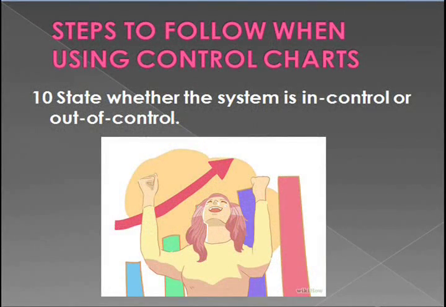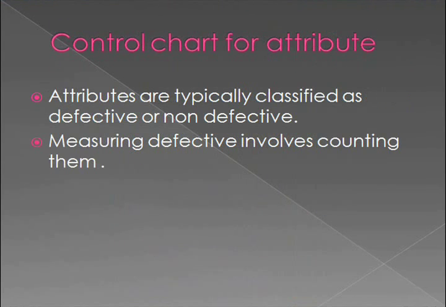The last step to follow when using a control chart: state whether the system is in control or out of control. Control chart for attributes. Attributes are typically classified as defective or non-defective. Measuring the defectives involves counting them.